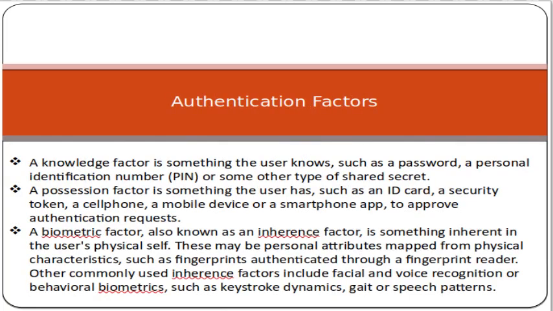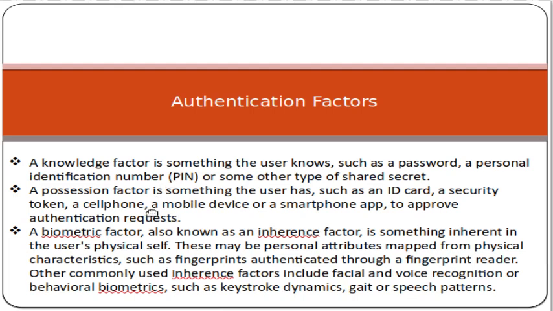First factor, a knowledge factor, is something the user knows only, such as the password, personal identification number, PIN, or some other type of shared secret. For example, whenever you are using ATM machines, it is normally based on the PIN, personal identification number, or password, user ID and password normally used on web applications. Remember, all these types of information are personal information. Only the person who is the owner of the knowledge knows about these factors.